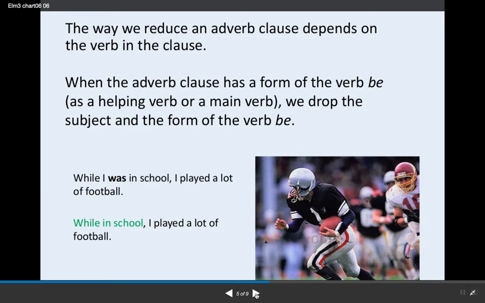Okay, going on to section B. The way we reduce an adverb clause depends on the verb in the clause. When the adverb clause has a form of the verb be, as a helping verb or a main verb, we drop the subject and the form of the verb be. So, while I was in school, I played a lot of football. Okay, here is your adverb clause, and we have the helping verb was. So, while in school, I played a lot of football. I can drop the helping verb was in the adverb clause.